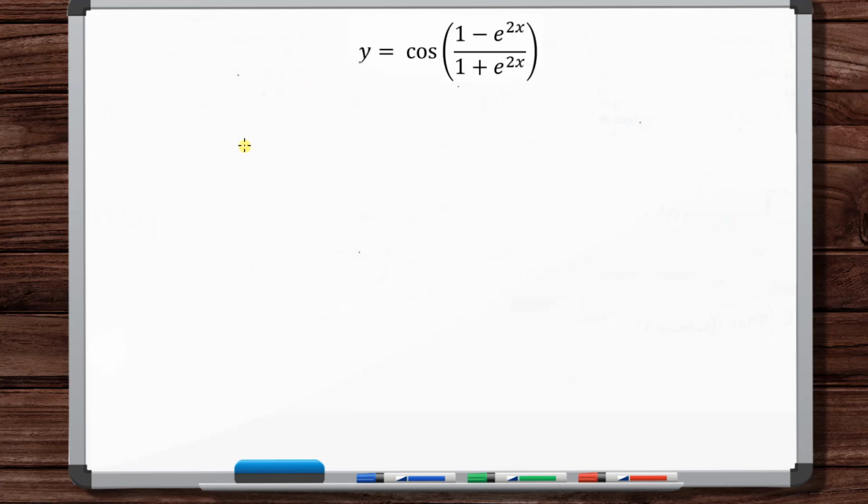Okay, so dy/dx. What is the derivative of cosine of something? That's just minus sine of that something, now times the derivative of that something with respect to x.